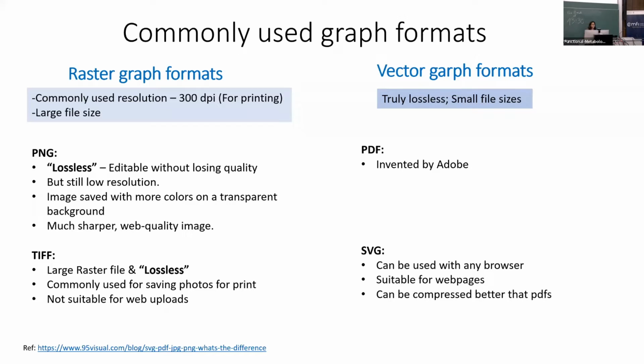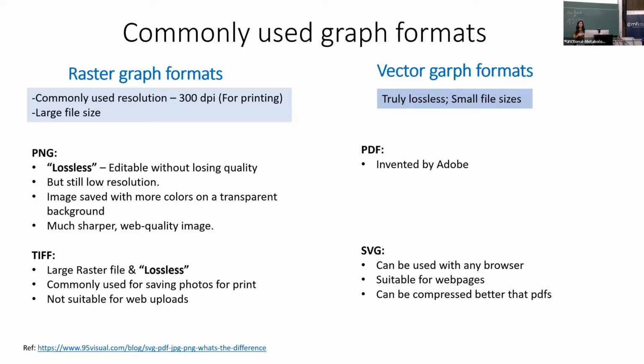In raster graph formats, PNG and TIFF are the most commonly used because they are lossless and you can edit them. However, they are still low in resolution, and when you want to go for higher resolution, your file size becomes huge and you cannot upload them on the web. If you want to share, it's not really great. In vector graphs, they are truly lossless. You can compress them, you can edit them, it's great, and the file size is very, very small.